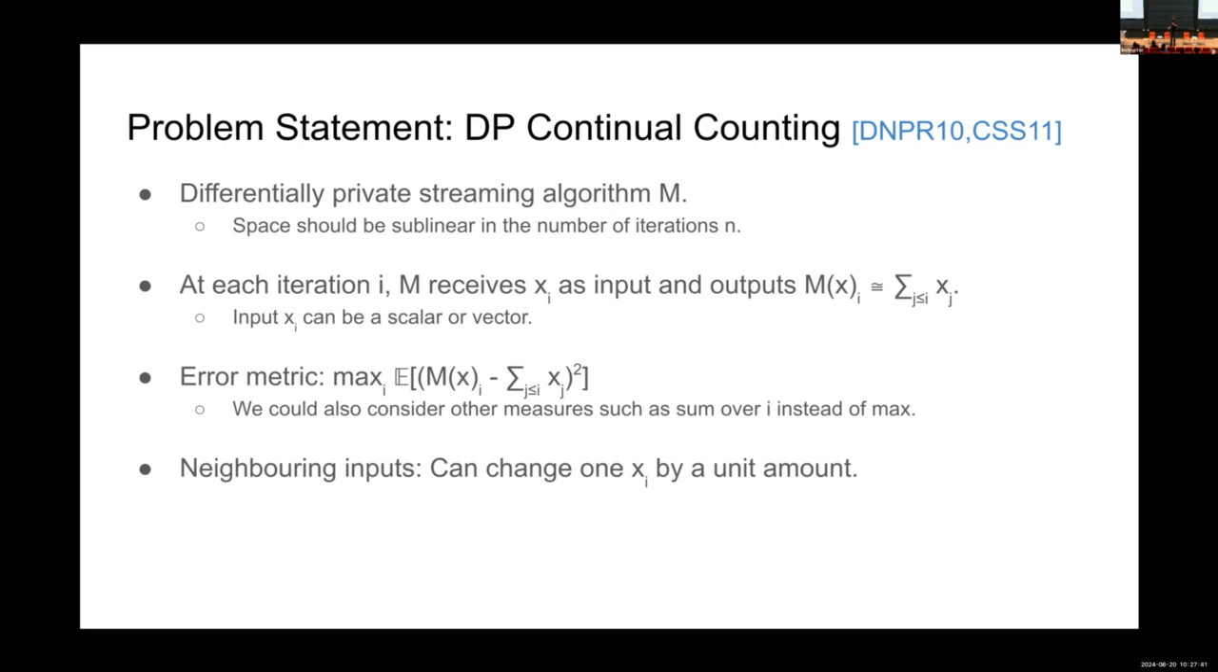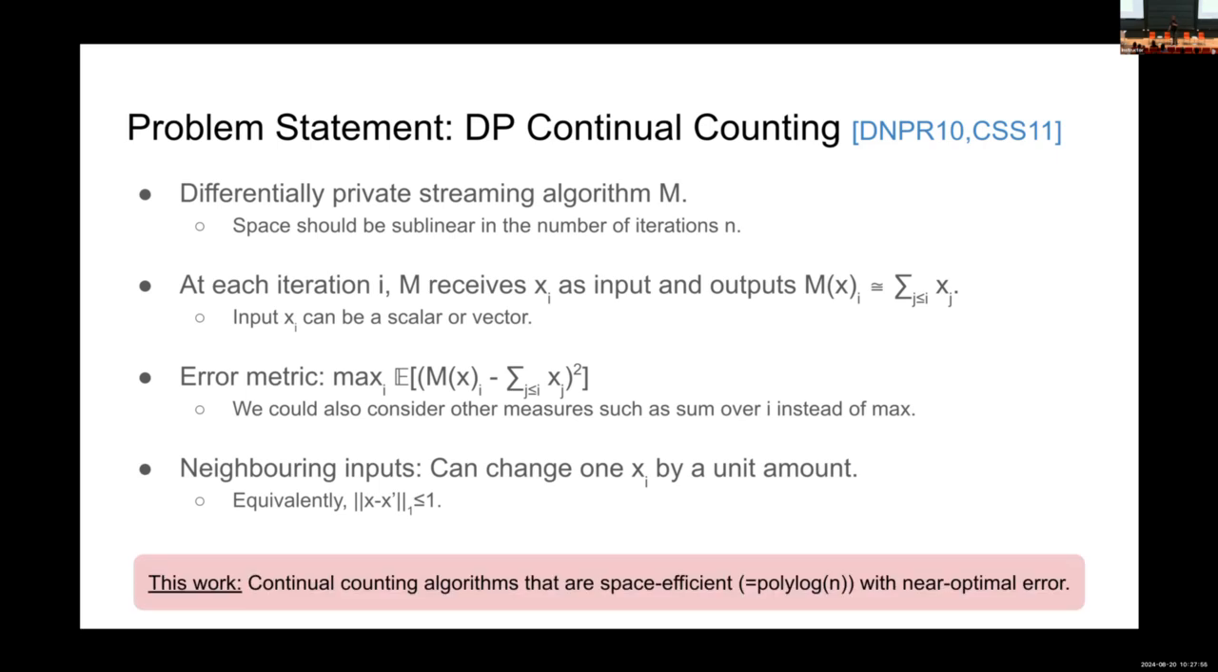In terms of neighboring inputs, basically we can change one of those updates by a unit amount. Alternatively, you could think about the L1 norm of the difference between the neighboring inputs. The contribution of this work is to provide algorithms that are space efficient, specifically with polylogarithmic space usage, and the error is going to be near optimal. I'll give you some more details.